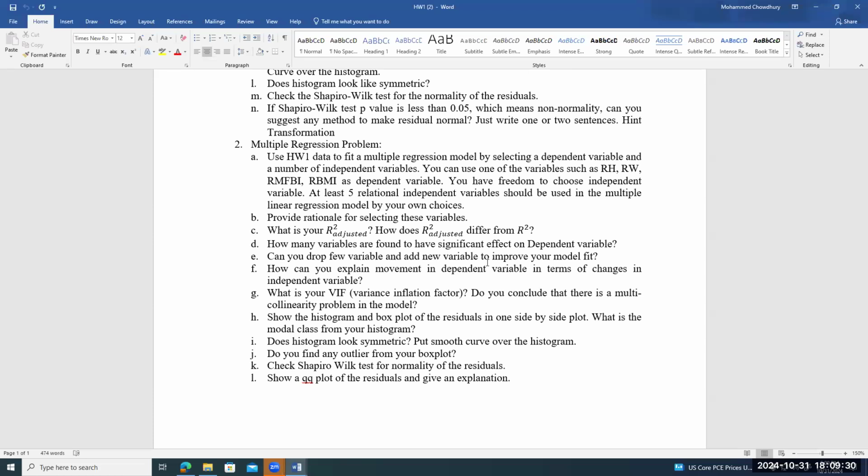The test statistic is the Shapiro-Wilk test, which is used to check whether the residual is normally distributed or not.